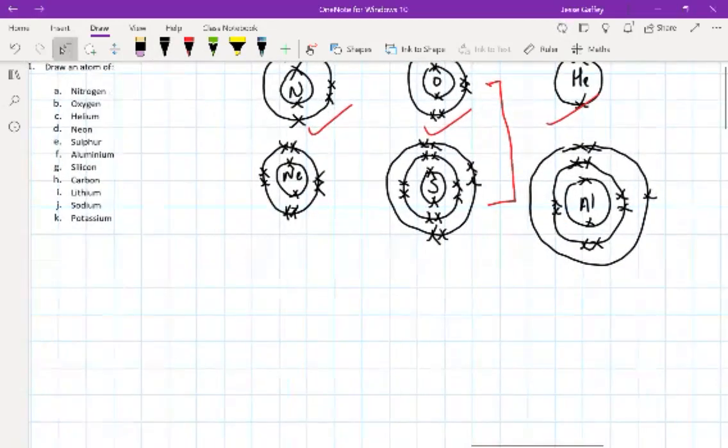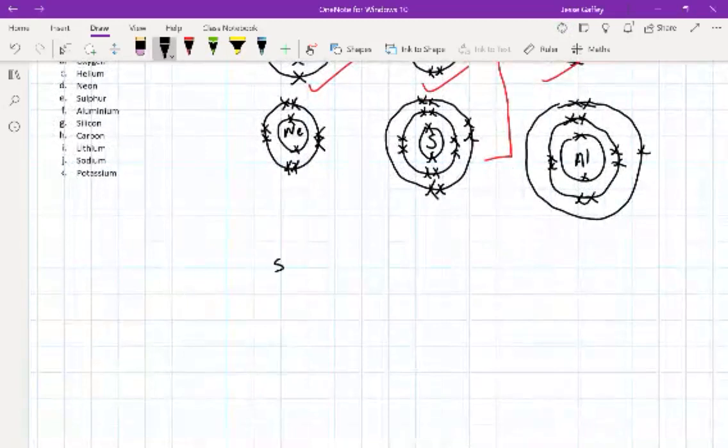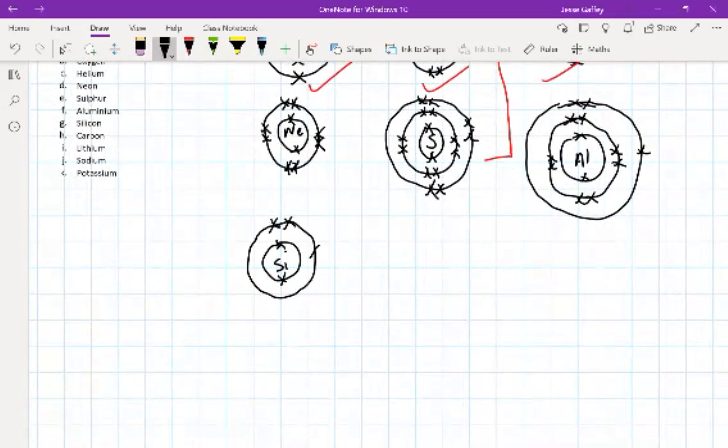The next one is silicon, Si. Okay, so silicon. We've got 14 electrons altogether. We've got 2 in the first shell, 8 in the second shell, and 4 in the third shell. Altogether, that gives me 14, which is correct.